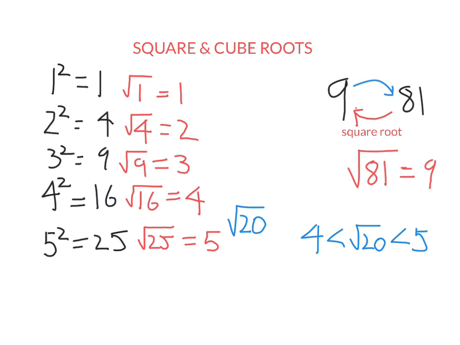Now let's take a look at cube roots. So whereas square roots undo squaring, cube roots undo cubing. So remember, if we have something like this, we say it as 2 cubed. It doesn't mean 2 times 3, it means 2 times by itself 3 times. So 2 cubed is actually 8.